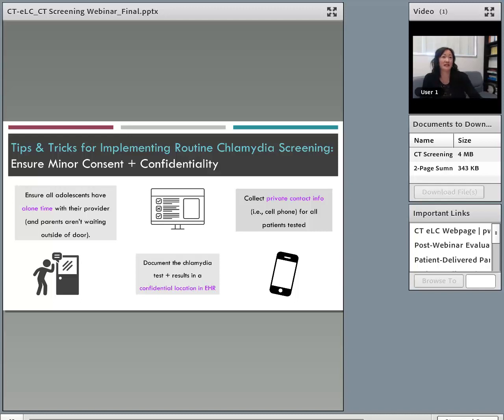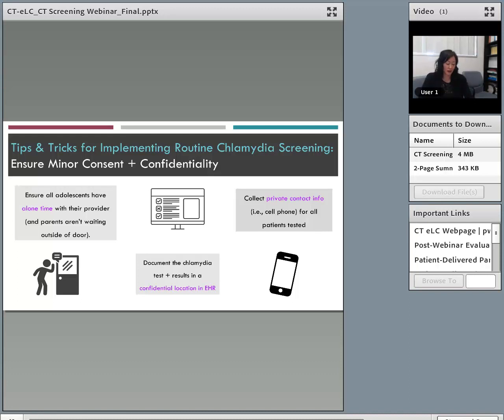These are the most important pieces. As I told you, the what is not that hard. The how is more challenging. So adolescents should have alone time with their provider, very important. Documenting chlamydia tests and results in a confidential location in the EHR is key.